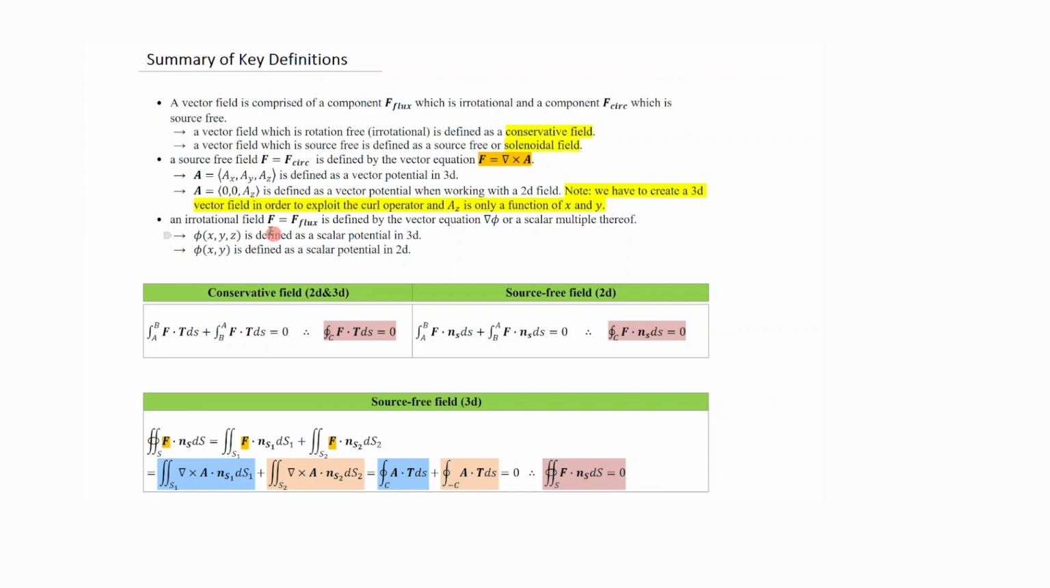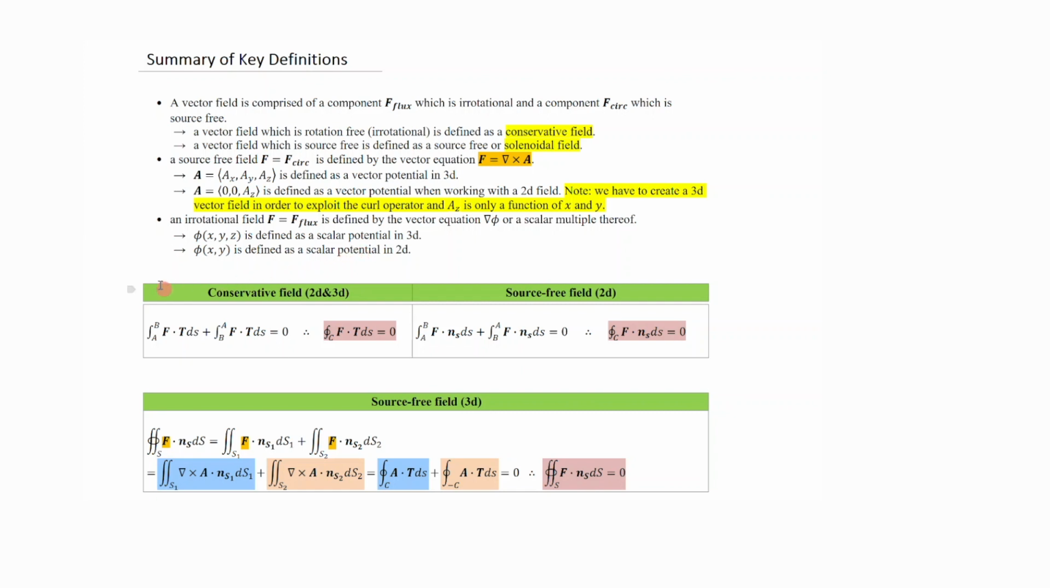An irrotational field, that is F equal to F flux, is defined by the vector equation gradient phi, or a scalar multiple thereof. Typically there's a minus 1 put in here, because the theorem that we dealt with, which is the Helmholtz decomposition theorem, assumes a value of minus there. Phi of x, y, z is defined as a scalar potential in 3D, and phi of x, y is defined as a scalar potential in 2D.